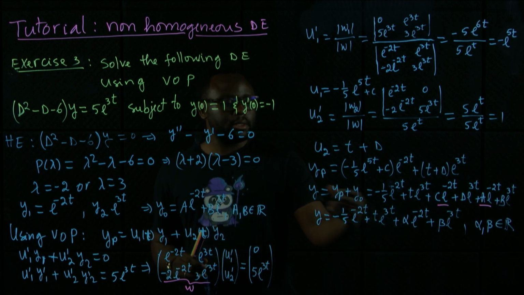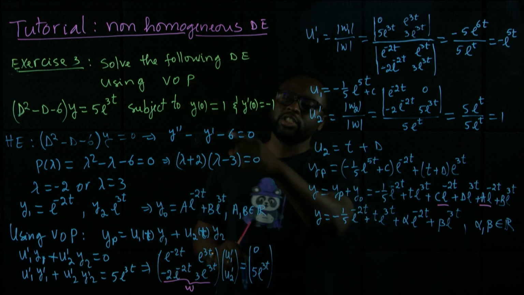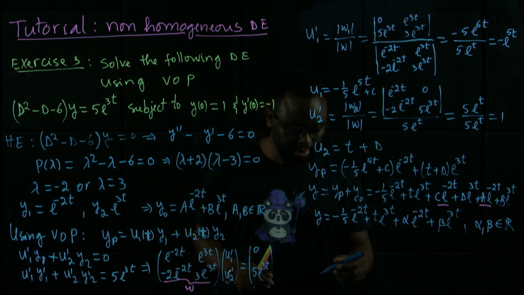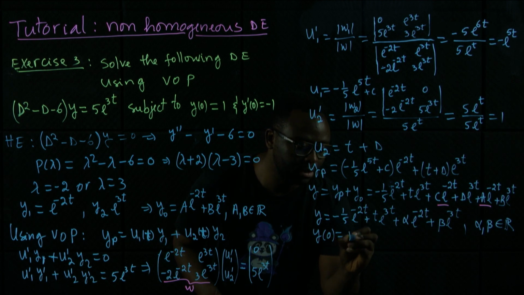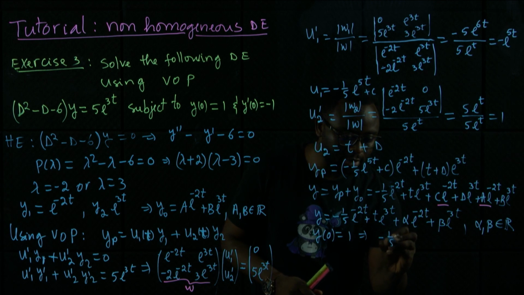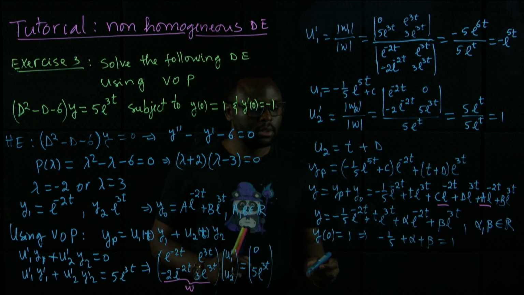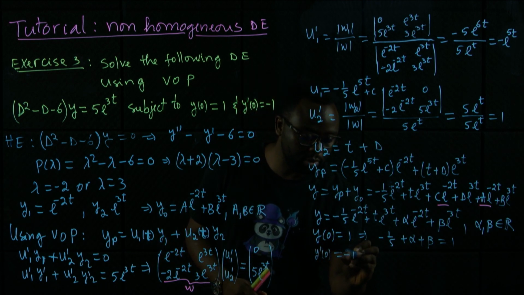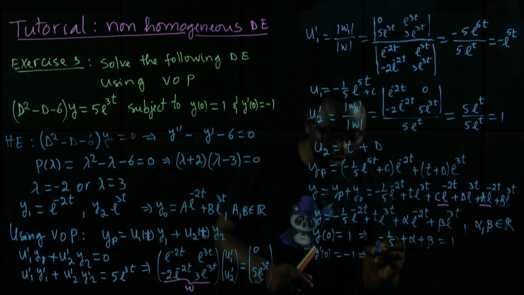All right, this is the final solution, but we still have to use the conditions here. For the initial condition, we say that y of 0 is equal to 1. What does that mean? If we substitute y of 0 equal to 1, then the equation becomes minus 1 over 5 plus alpha plus beta is equal to 1. Secondly, the derivative of y at 0 is equal to minus 1.